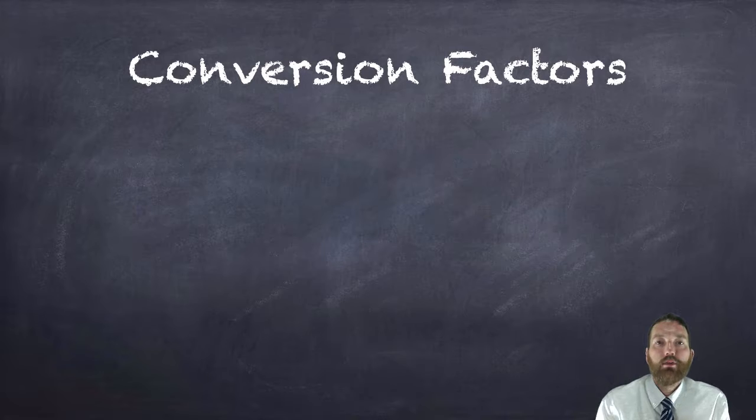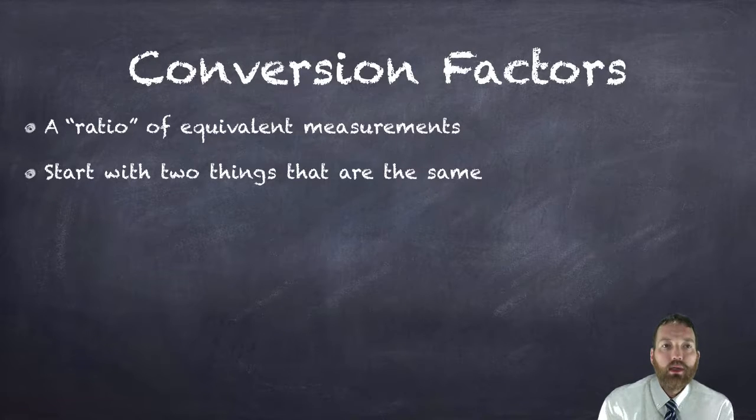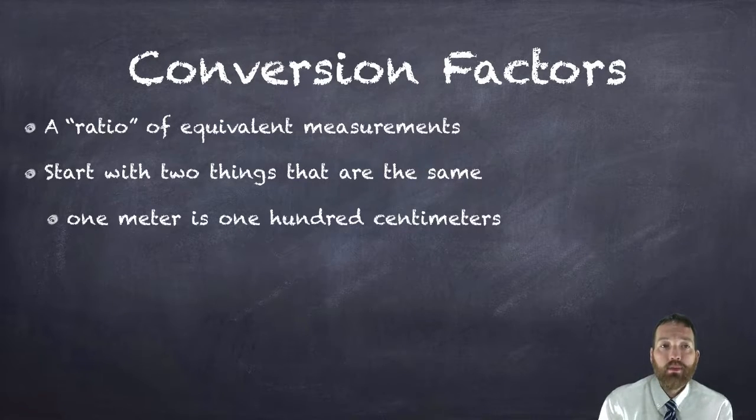This video is on conversion problems. First, let's talk about conversion factors. A conversion factor is a ratio of equivalent measurements. It starts with two things that are the same, like 1 meter is 100 centimeters.